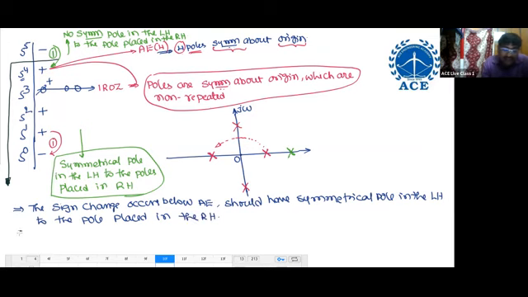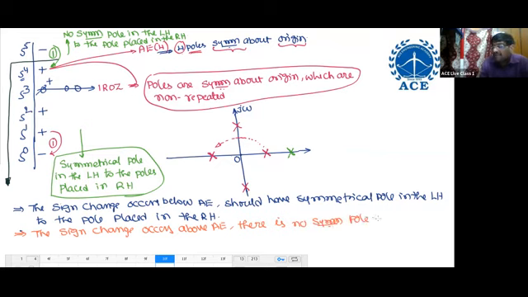The sign change that occurs above the auxiliary equation, there is no symmetrical pole in the left to the pole placed in the right. Okay, remember this.